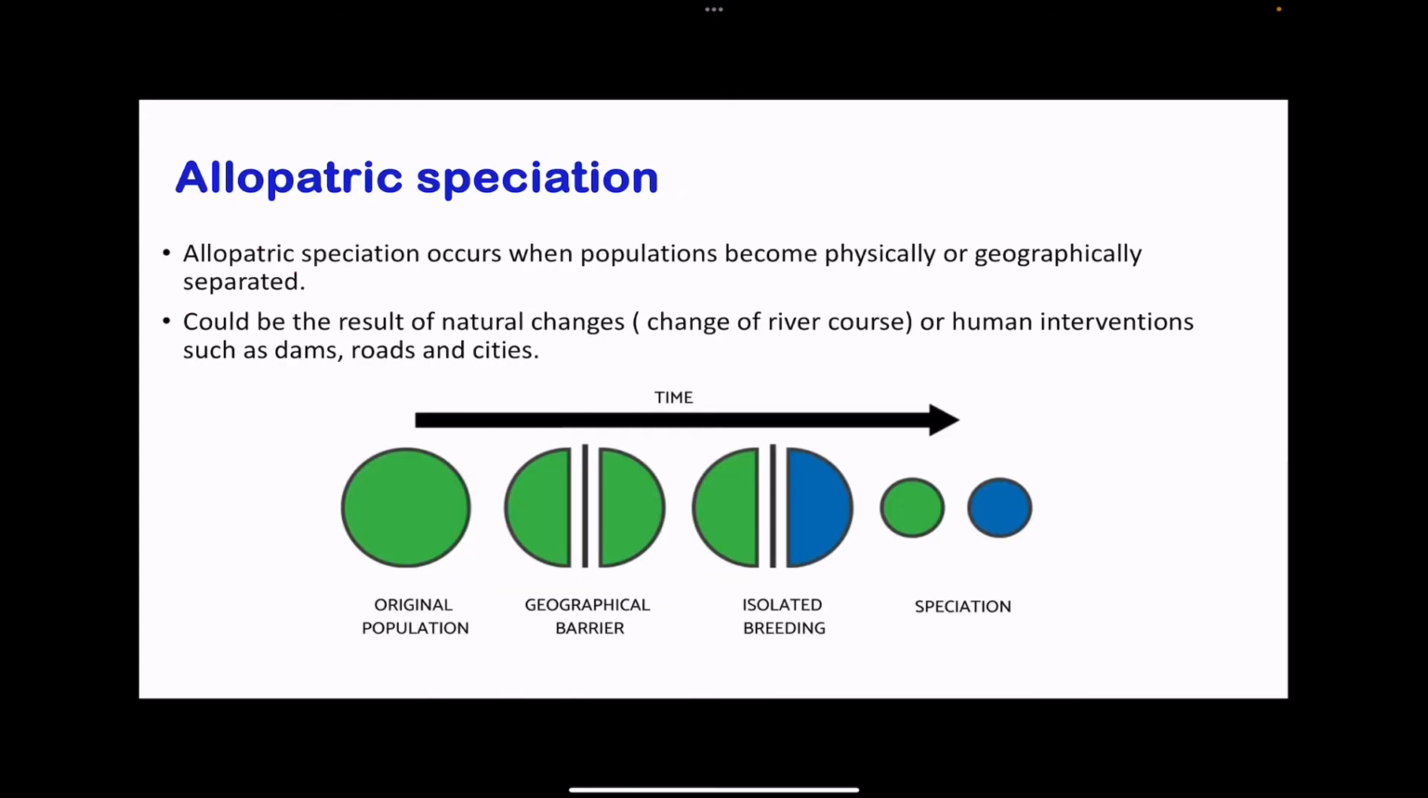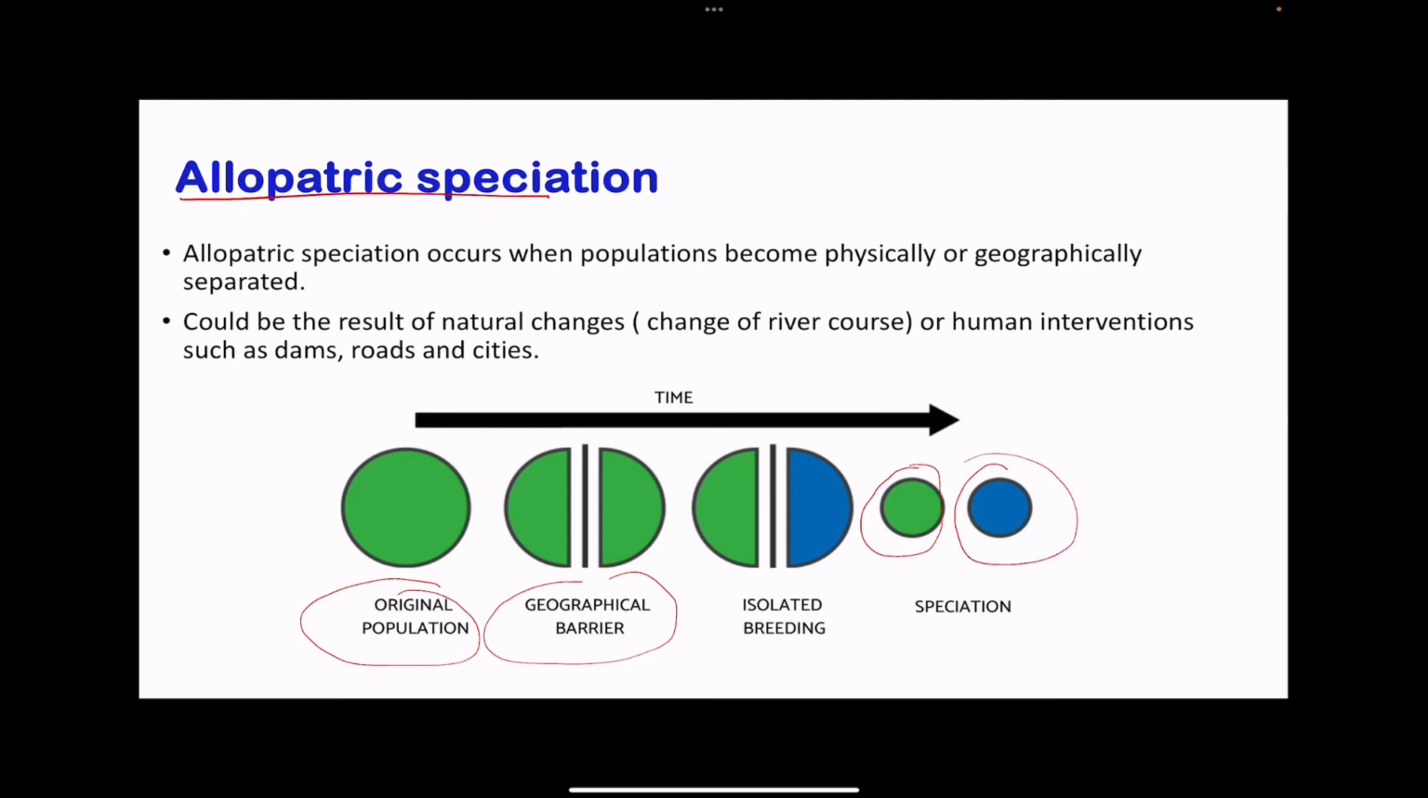And again, I said already, speciation is going to be allopatric or sympatric. I'm now looking at allopatric speciation, where there is a geographical barrier. So if this is the original population, a geographical barrier is going to arise. Then the two are going to be isolated, and because they're in different areas, they're going to be exposed to different selection pressures, and they're going to adapt to those areas based on the variations they have.